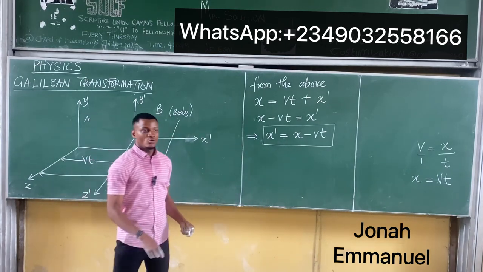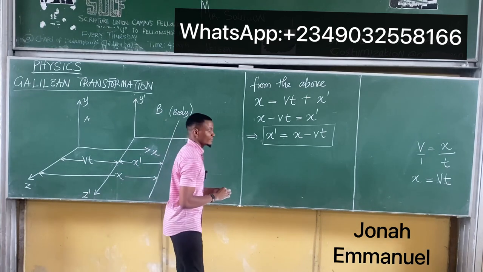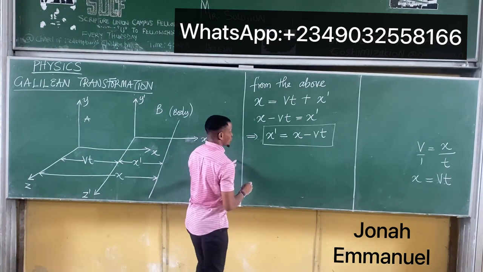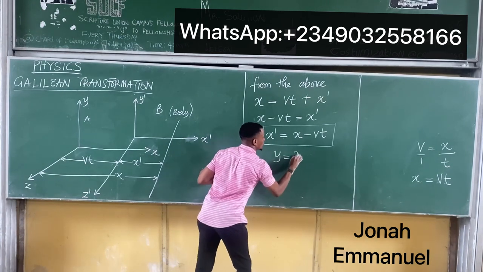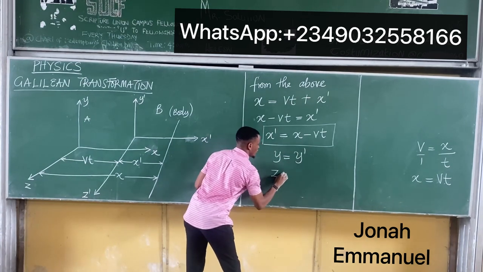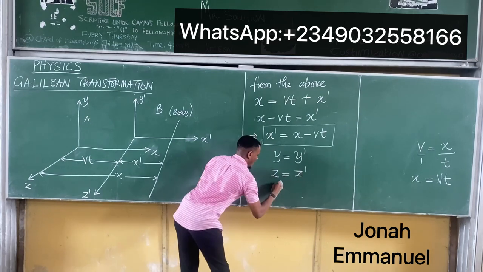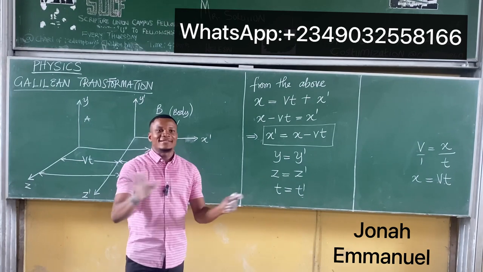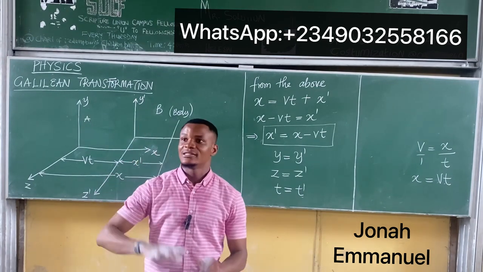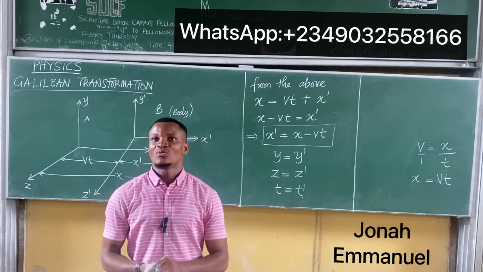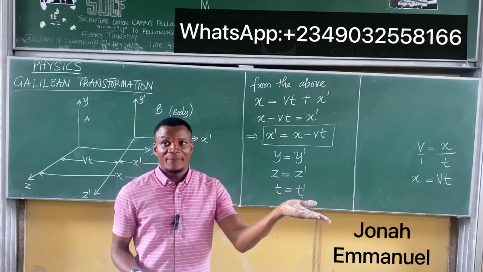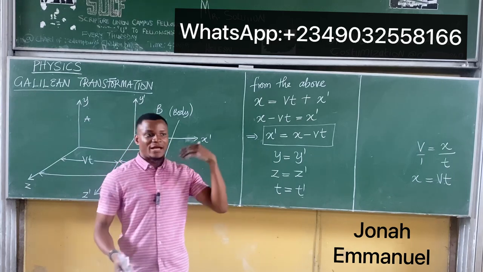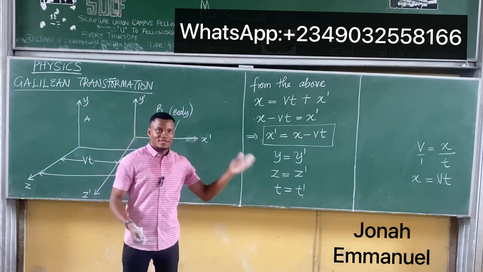Take down, please. Also note that for the Galilean transformation equation, Y is equal to Y prime, Z is equal to Z prime, and T is equal to T prime. Please note, this is the simple idea of the Galilean transformation equation. The only one that is a bit complex is X prime, which is X minus VT, Y is equal to Y prime, Z is equal to Z prime, T is equal to T prime.